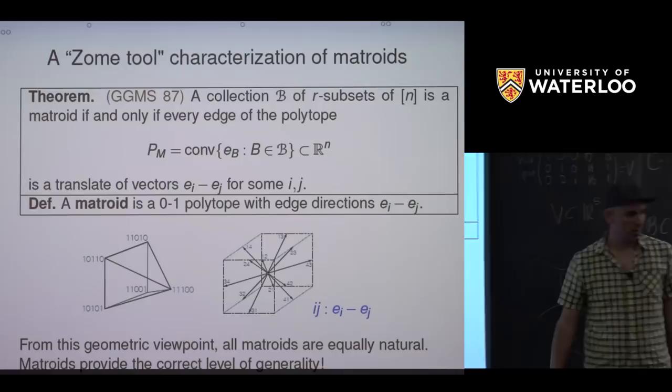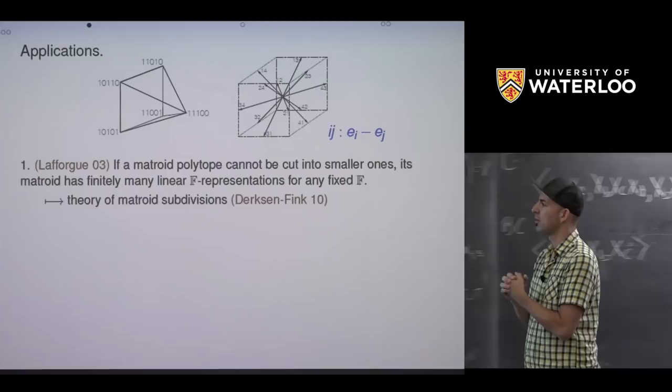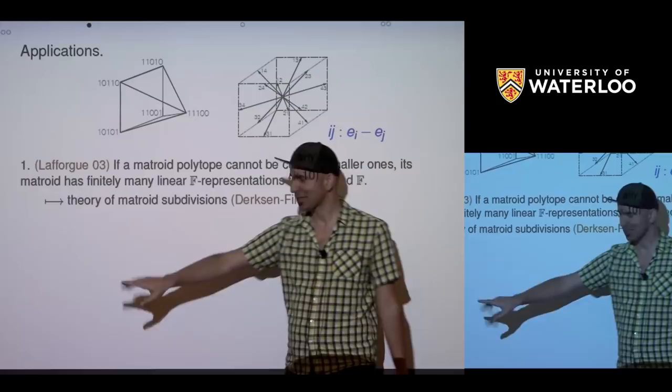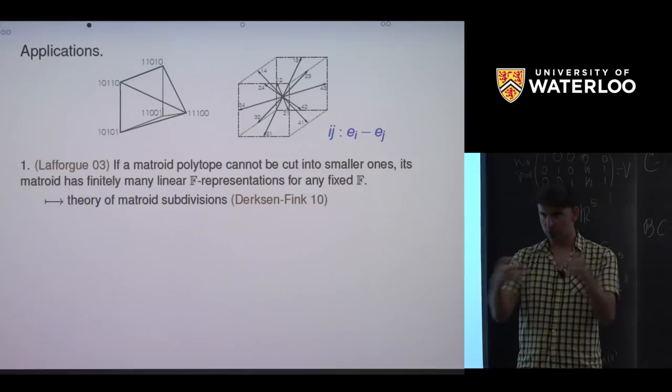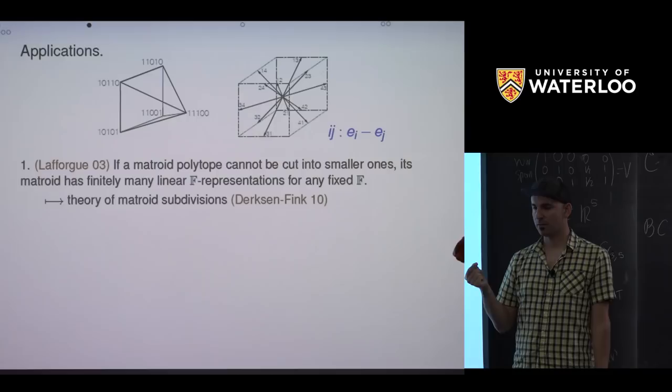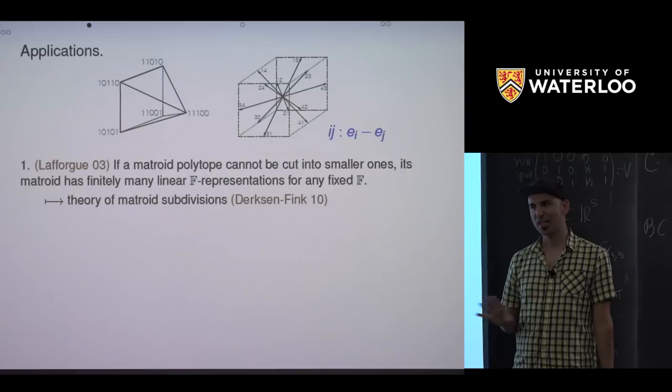Let's talk about some applications. So Lafforgue, I think this is kind of what he was doing as he won the Fields Medal in '02, and this came like the year after. I'm actually not sure this was related to his Fields Medal work. But he proved this theorem that if you have a matroid polytope that cannot be cut into smaller matroid polytopes, then that matroid has finitely many linear representations. If you're used to thinking about representations of matroids, this is a crazy theorem. This is really a very different kind of theorem.